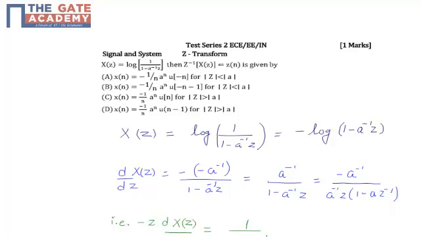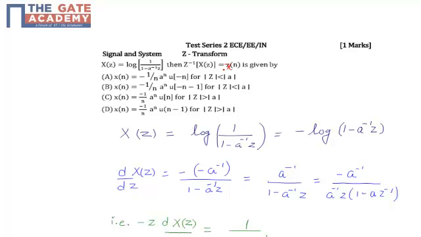x of n, which is given by: Option A is x of n is equal to minus 1 by n times a raised to n u of minus n for mod of z less than mod of a. Option B is x of n is equal to minus 1 by n times a raised to n u of minus n minus 1 for mod of z less than mod of a.